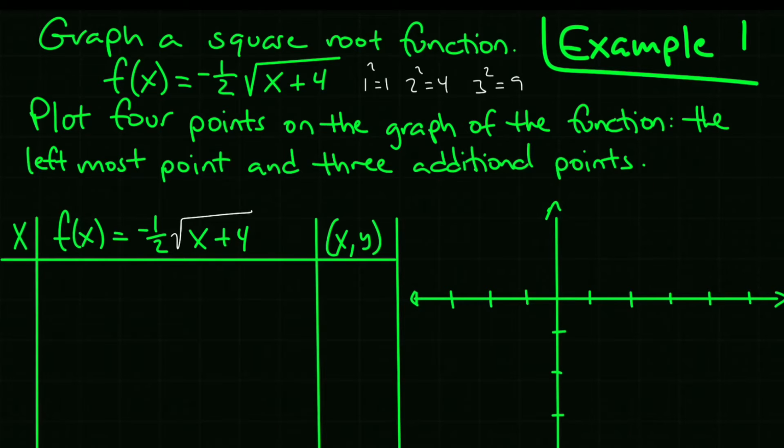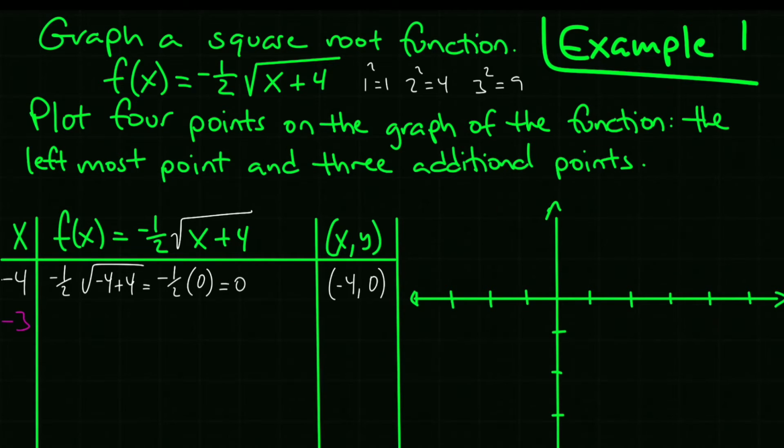So for our first one, let's plug in x is equal to negative 4. The reason why is because negative 4 plus 4 would give us a 0. So we have negative 1/2 of the square root of negative 4 plus 4. That's the same thing as negative 1/2 of 0, which is equal to 0. So when x is equal to negative 4, my y value is going to be equal to 0.